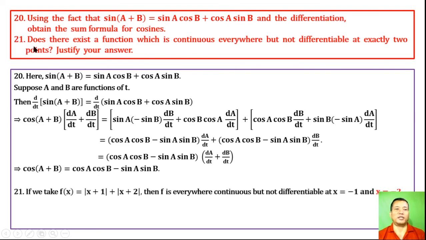Question number 21. Does there exist a function which is continuous everywhere but not differentiable at exactly 2 points? Justify your answer. If we take f of x equal to modulus of x plus 1 plus modulus of x plus 2, then f is everywhere continuous but not differentiable at x equal to minus 1 and x equal to minus 2.